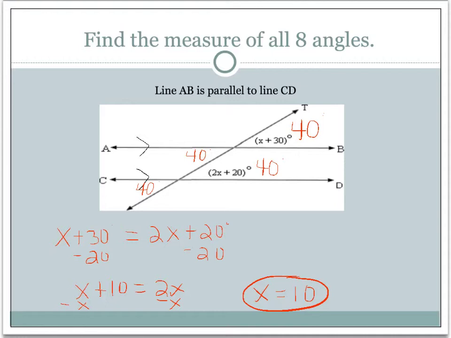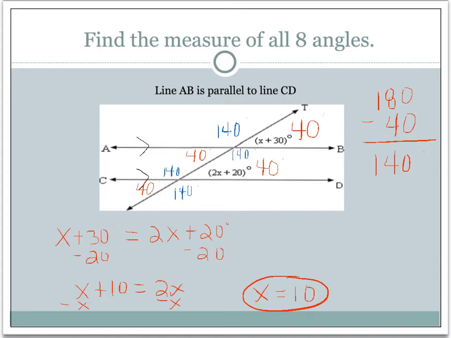Now if we wanted to find the other four angles, we know that they're going to be supplementary, and so we would take our 180 degrees because that's supplementary. We would subtract off the angle we already know, which is 40, and we would be left with 140 degrees. So the other angles are all going to be 140 degrees because they're all supplementary to something that we have on our picture. And once we have all of those labeled, we now know the measure of all 8 angles.